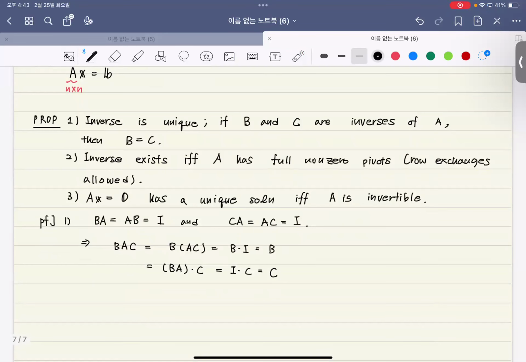Number two is somewhat more complicated, though not that complicated. It says that A having a full set of non-zero pivots is mathematically the same as A having an inverse. These two things are mathematically equivalent, so this is an if and only if statement. Therefore, I need to prove both directions. Let me prove this direction first.